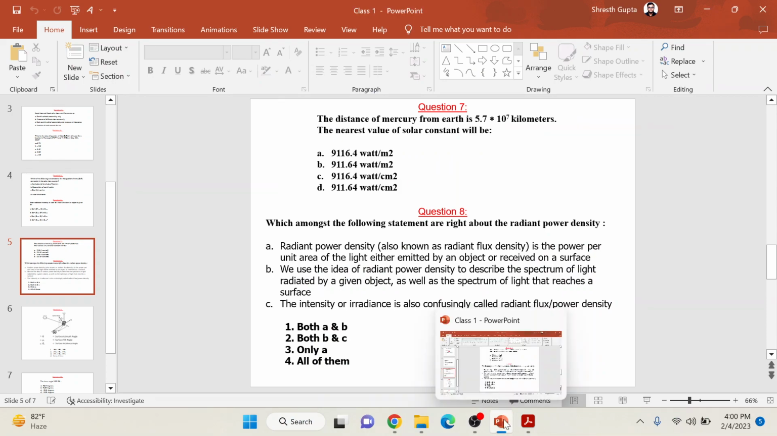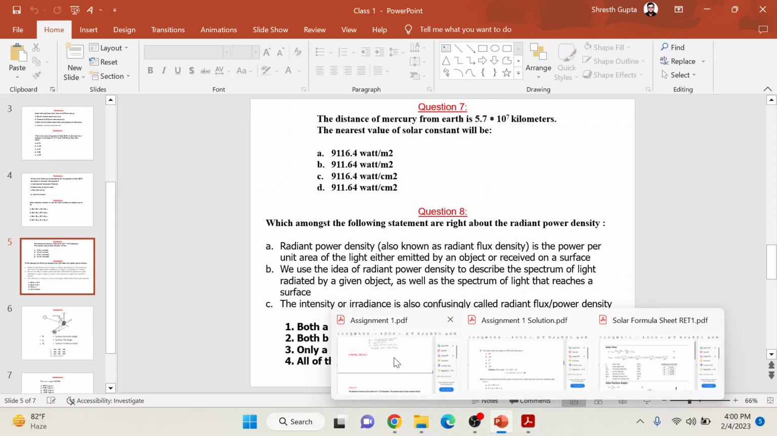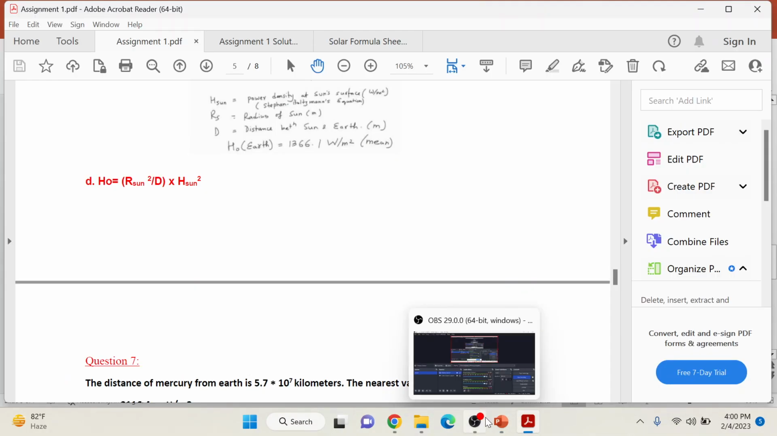This was like a general aptitude question. I have just put it for checking the understanding. Okay.